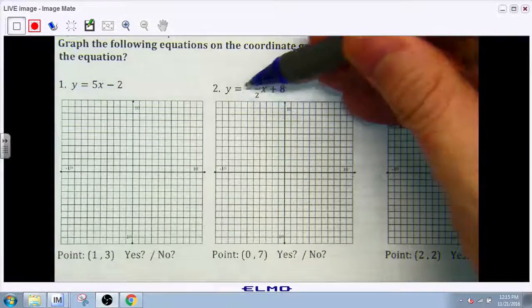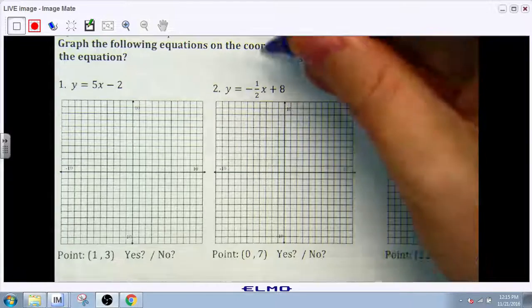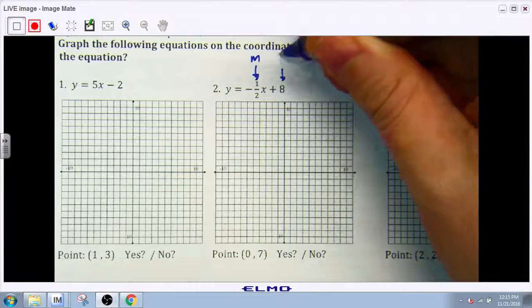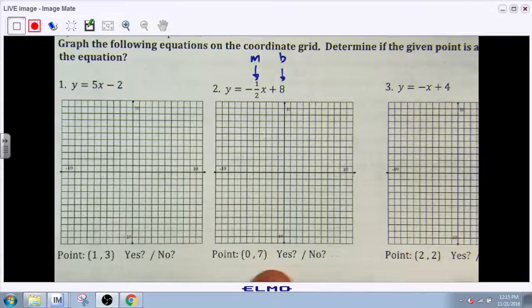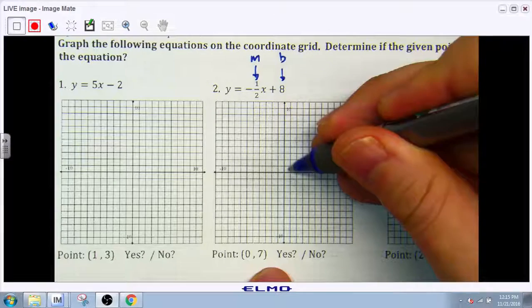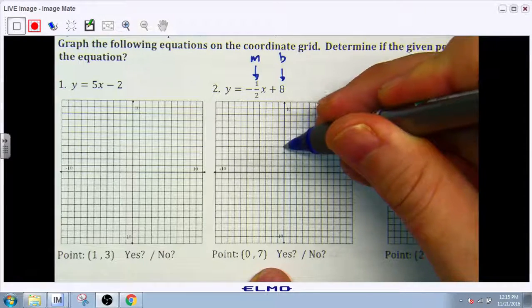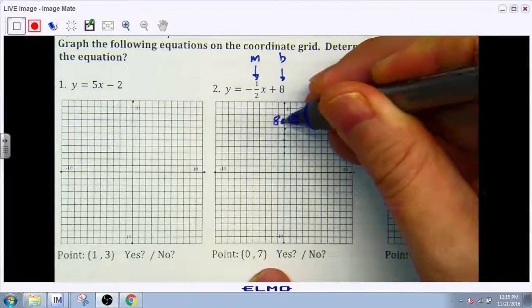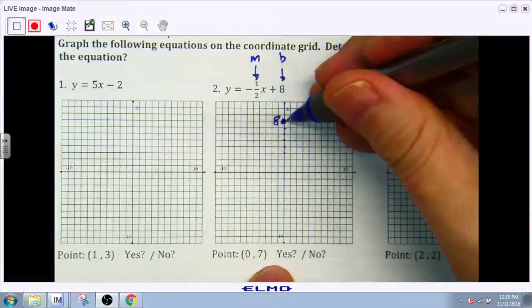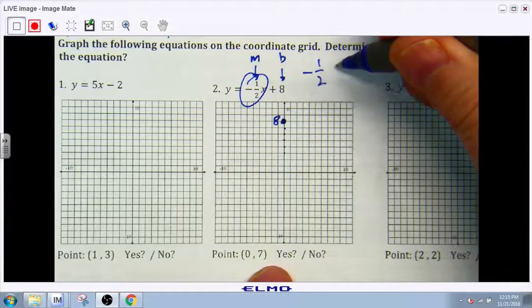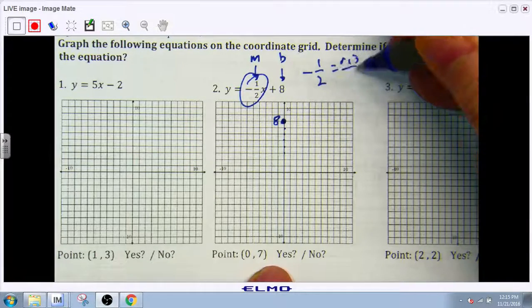So when I see y equals negative 1/2 x plus 8, I know that the negative 1/2 is my slope, and I know that the plus 8 is my y-intercept or my b. So all I have to do is go up to 8, which is my y-intercept. 1, 2, 3, 4, 5, 6, 7, 8. All right, that's going to be 8 right there. So I know that that's going to be a point. And then I know my slope is going to be negative 1/2, which is my rise over run.